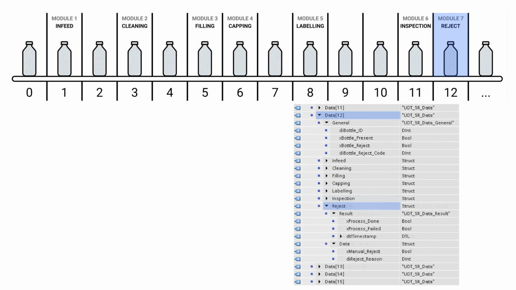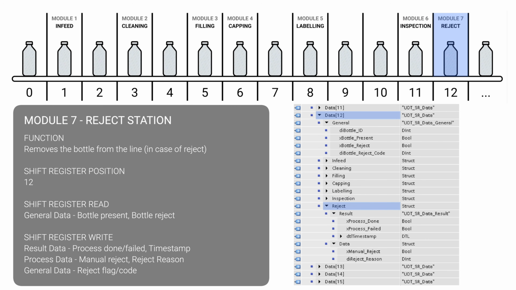Finally, the bottle reaches module 7, the reject station, at position 12 in the shift register. This station works a bit differently from the others because it only executes when a bottle is marked as a reject, whereas the other stations run if the bottle is not rejected. So before starting its process, the reject station checks the general section at position 12 to see if the bottle is flagged as a reject.